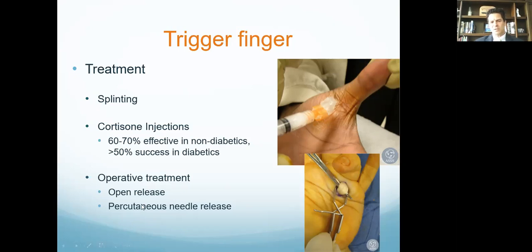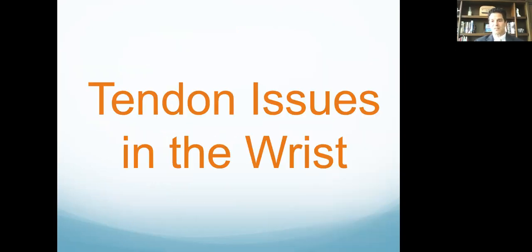There is a way to do it through what's called a percutaneous needle release, but that adds a little bit of risk to some of the structures in the area, like the arteries and nerves. So I typically just do it through a small incision like you see in that picture. So that's trigger finger. Let's move on to talk about the wrist.